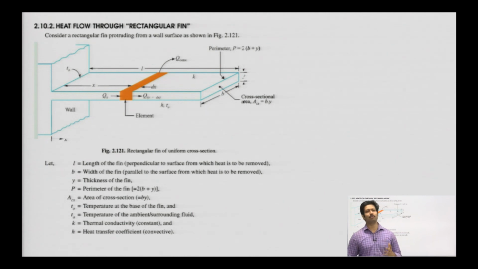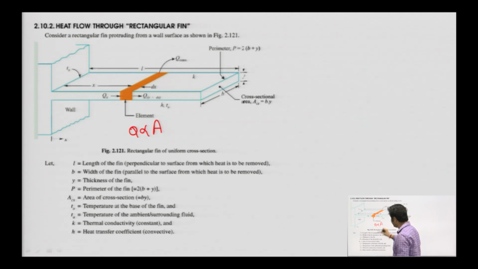So it's heat flow through a rectangular fin. Fins I have already discussed when I was discussing the theory. Fins are basically extended surfaces. You know that Q is directly proportional to the area. We all know that Q is directly proportional to the area, and you also know that Q is directly proportional to the delta T.